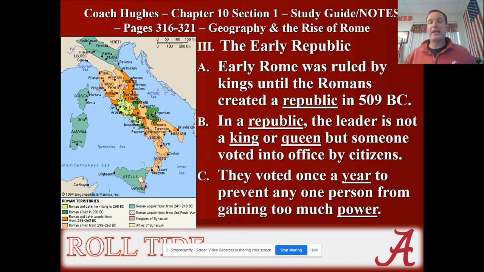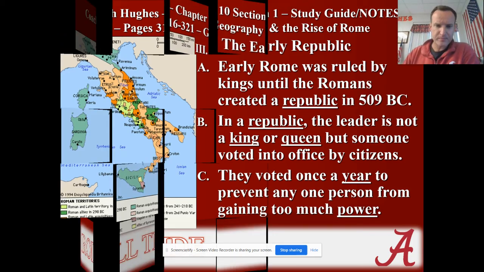It's almost like a check and balance. So you don't want a person to become too powerful and resort back to being, I am king of Rome. So you don't want that. So they made sure that there was a lot of turnover by only allowing a person to stay in office, if you would, for 1 year.